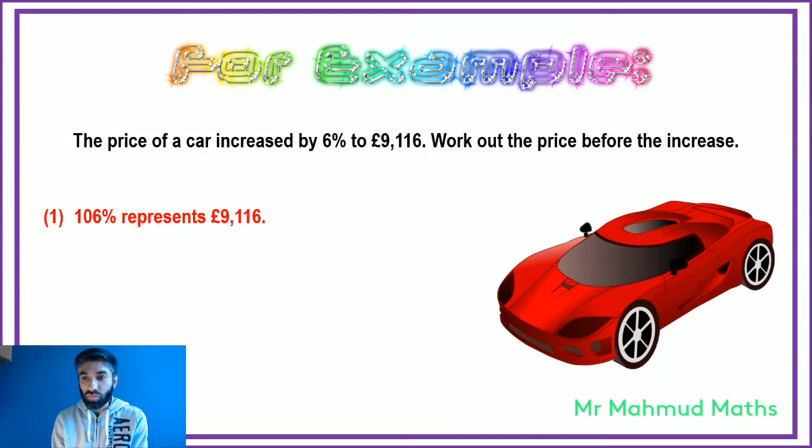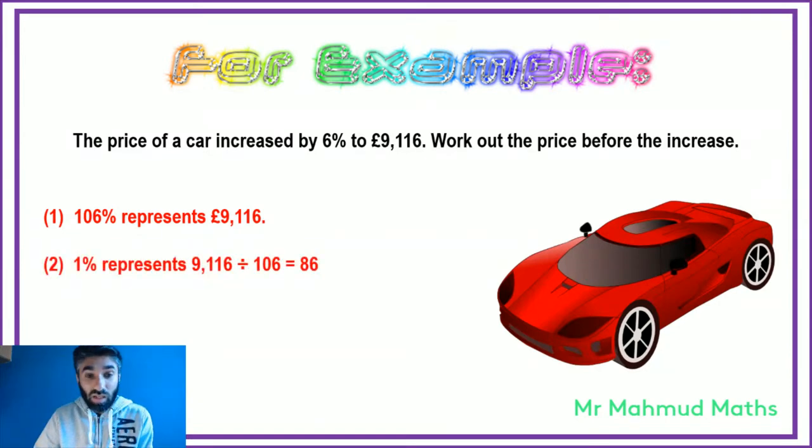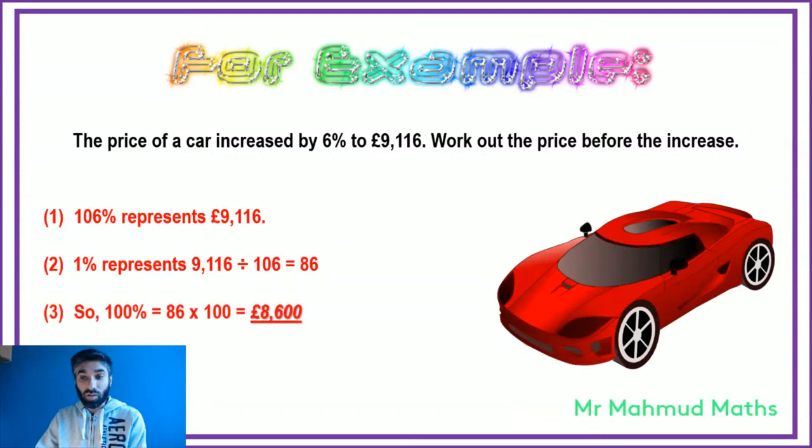Okay, you will most likely need a calculator for this one, because it's quite difficult. But I'll show you the working out anyway. So 1% represents, just divide the amount by the new percentage, and then times it by 100. And that's it, simple as that. So the key message you take from here is, if it's increased, you add it to 100, divide the amount by the new percentage, and then times it by 100. If it's decreased, then take away from 100, divide the amount by the new percentage, and then times it by 100. And that's how we can work it out.